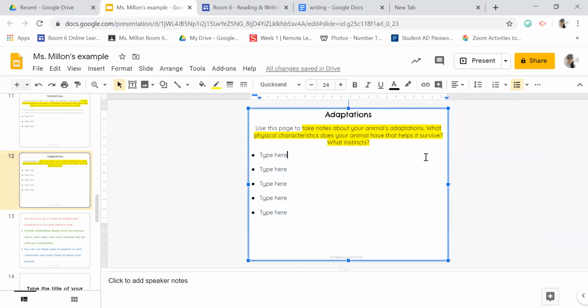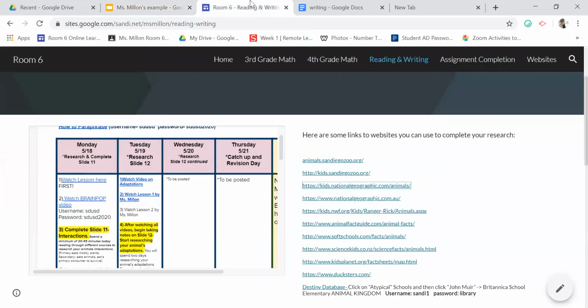So we're really thinking about what does my animal do to survive in the wild? What changes does it have, or what special features does it have on its body that help it to survive in the wild? Or what behavioral adaptations does it have that help it to survive in the wild? So what I'm going to do is I'm focusing my animal as the echidna.